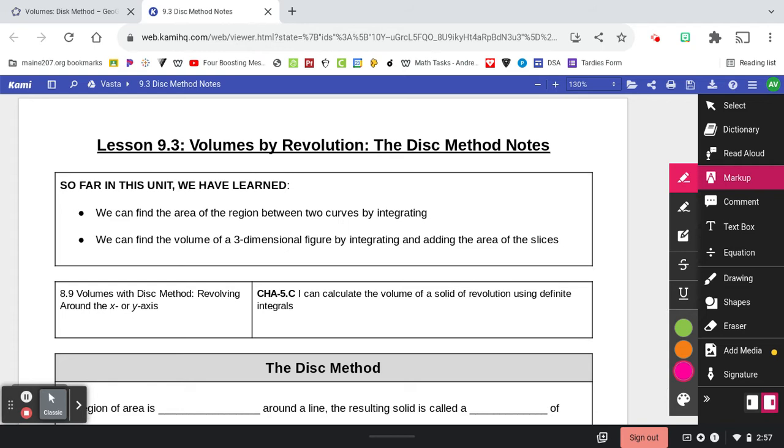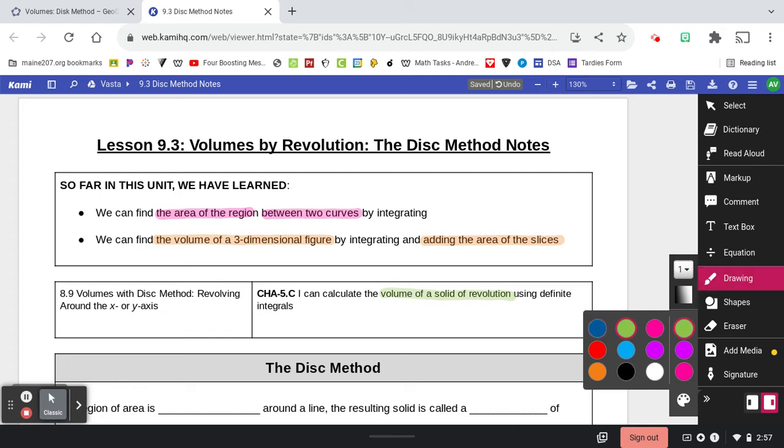So far, we know that we can find the area of a region that is between two curves using an integral. We also have learned that we can find the volume of a three-dimensional figure using an integral by adding each of the areas of the slices. That's what we did in lesson 9.2. Today, we're going to focus on finding the volume of a solid of revolution using definite integrals. So we're going to be focusing on revolving shapes today.